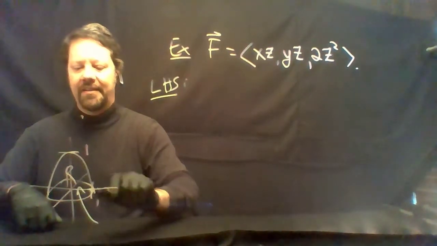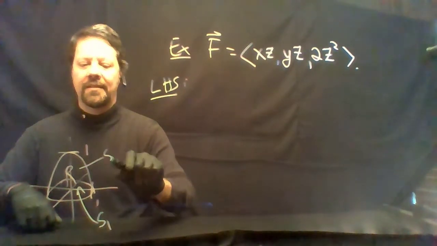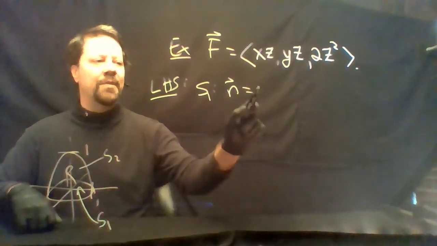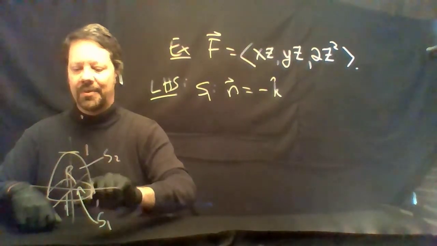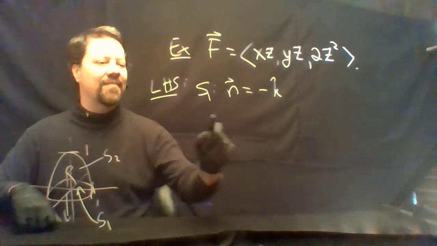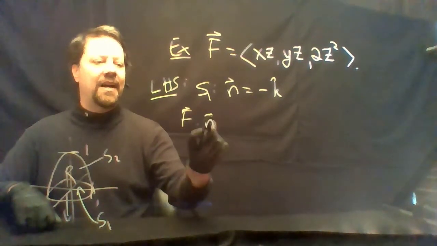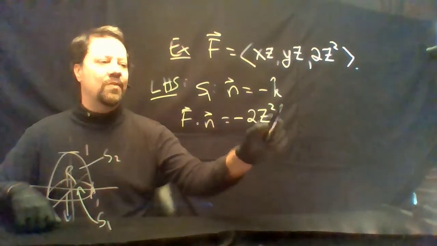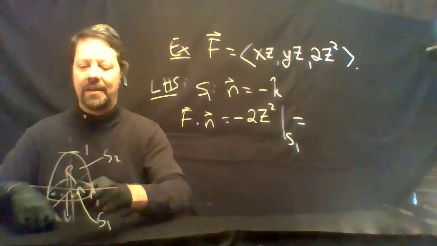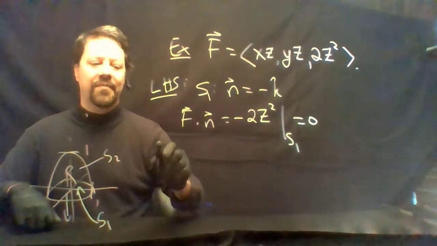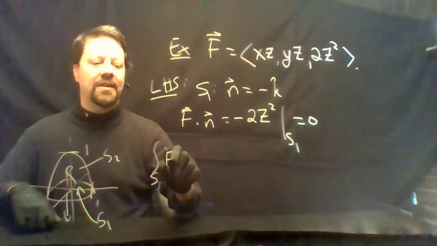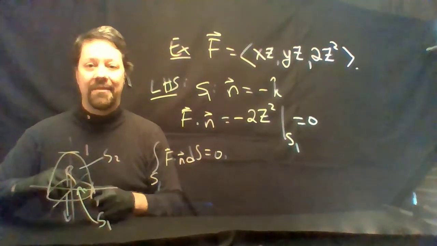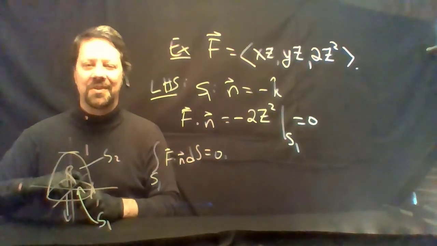Now, let's do the left-hand side. On the left-hand side, there are two surfaces, surface 1 and surface 2. On surface 1, the normal is minus k, because it pokes straight down at each point. F dot n across surface 1 then will be minus 2z squared, which when evaluated on surface 1 will be 0. The flux across surface 1 then is 0. We'd better end up with pi units of flux through the surface 2.